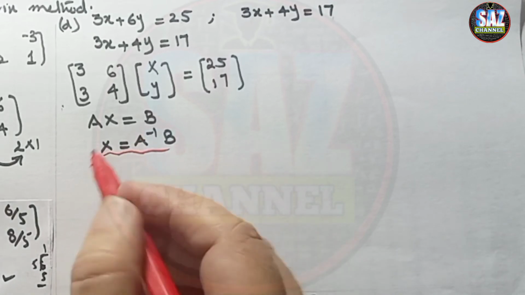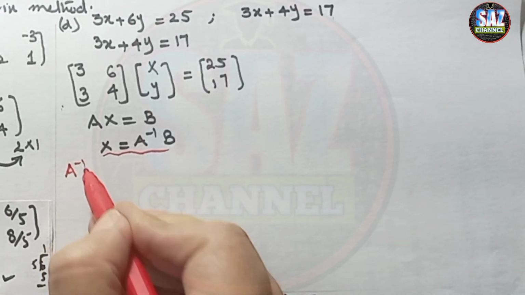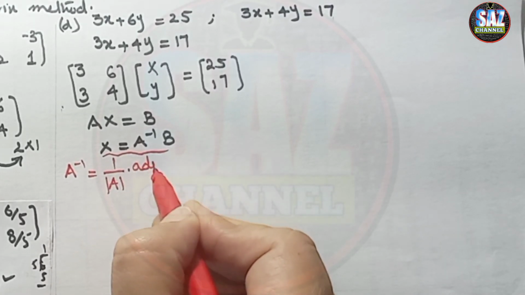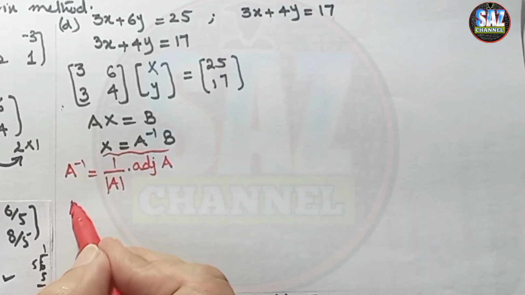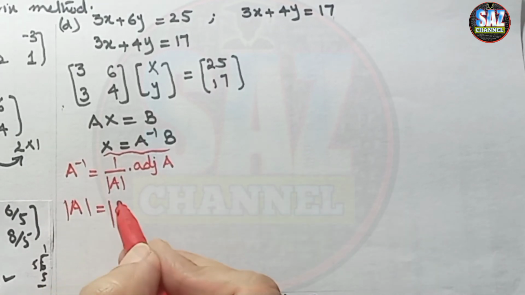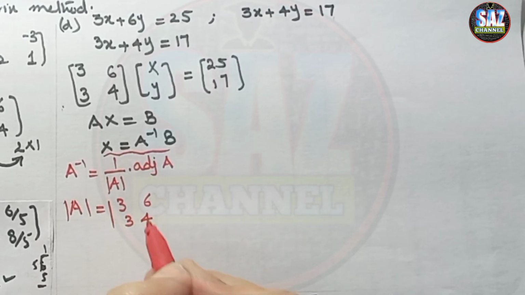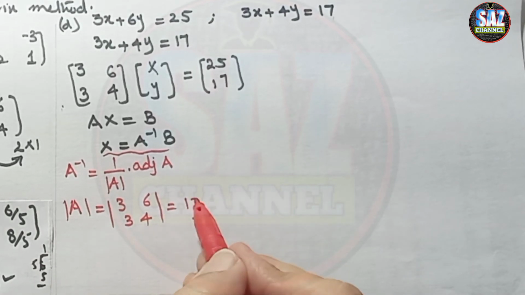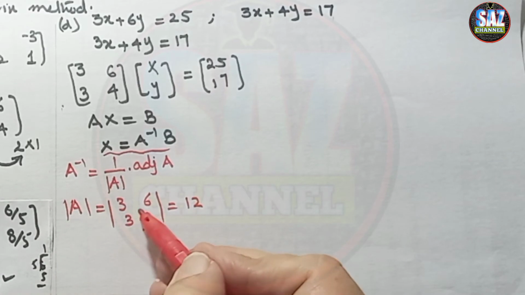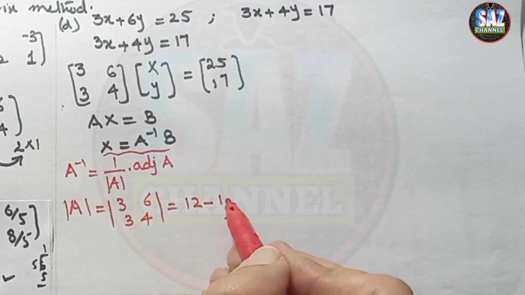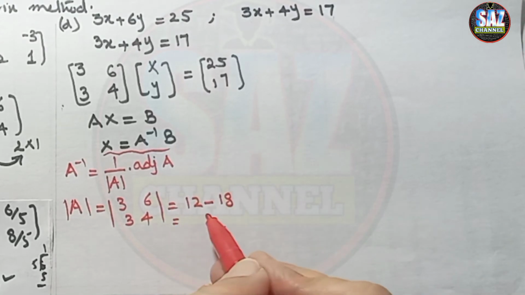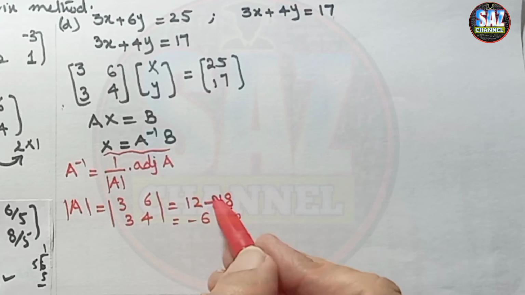Now I have to go for A inverse, and the formula for A inverse is 1 over determinant into adjoint of A. And now go for the calculation of the determinant, which is equal to 3, 6, 3 and 4. Product of diagonal, this is 12. 3 times 4 is 12, and then minus 3 times 6 is 18. Take away 18 from 12, and this gives me 6 with minus sign, which is not equal to 0.